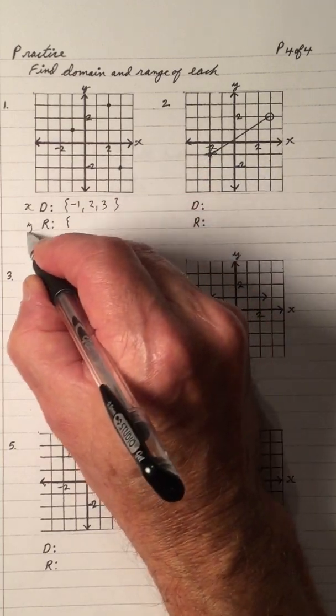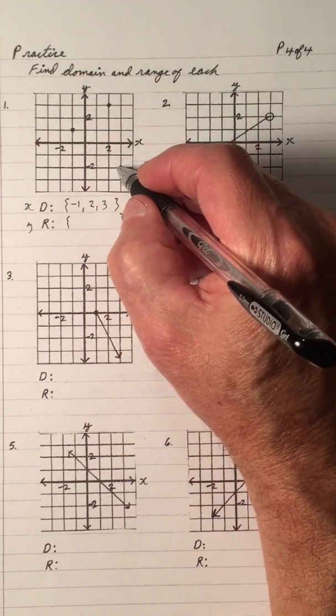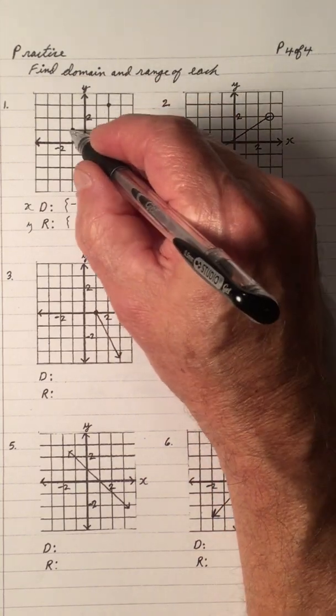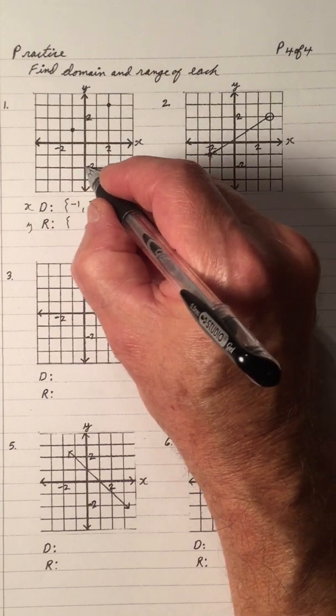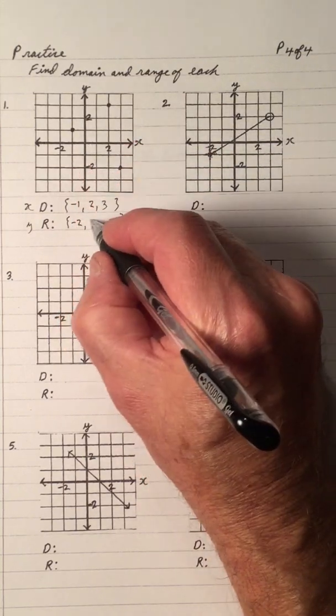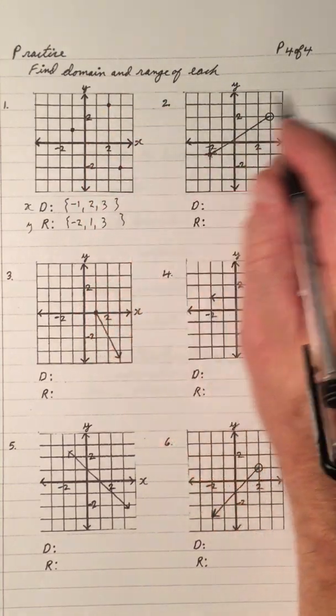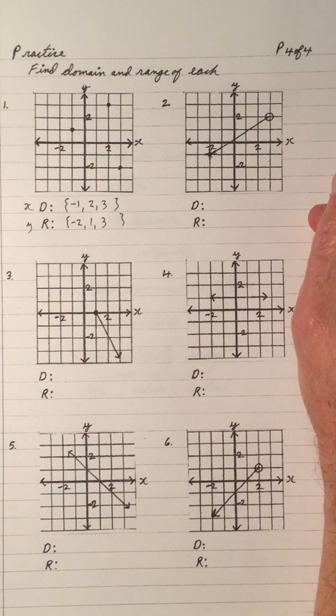And the range is the y values. So what y values do we have here? Well, we go from the smallest to the largest. We got this point, this point, this point. The smallest y is -2. The next y is 1. And the next y is 3. So that's the domain and range.